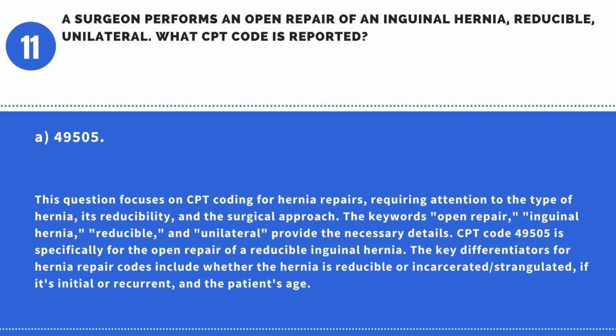Answer A. 49505. This question focuses on CPT coding for hernia repairs, requiring attention to the type of hernia, its reducibility, and the surgical approach. The keywords open repair, inguinal hernia, reducible, and unilateral provide the necessary details. CPT code 49505 is specifically for the open repair of a reducible inguinal hernia. The key differentiators for hernia repair codes include whether the hernia is reducible or incarcerated/strangulated, if it's initial or recurrent, and the patient's age.